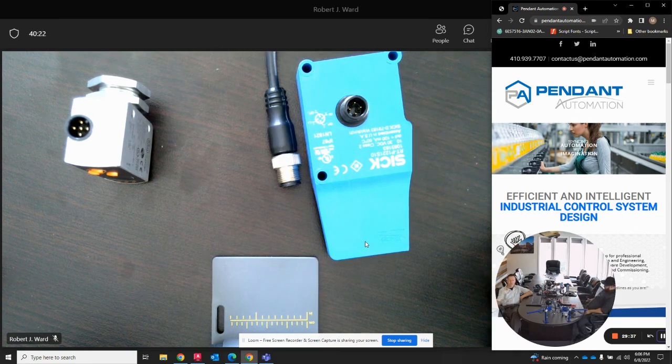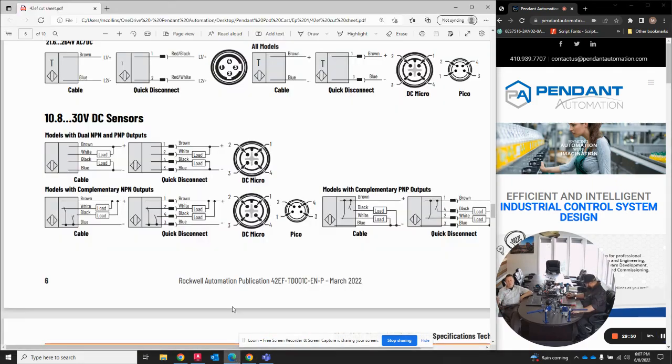The two common types of quick disconnects are M12 and M8. M8 is like the mini cable, and every photo I think I've seen is really an M12 connector. That's a standard for like the Rockwell sensors that we use. Here's the Pico. So yeah, M12 is micro, M8 is the Pico. Some of them do come with that.